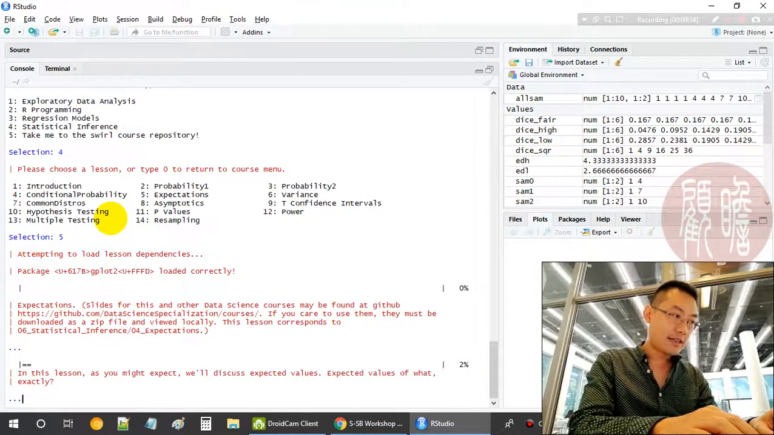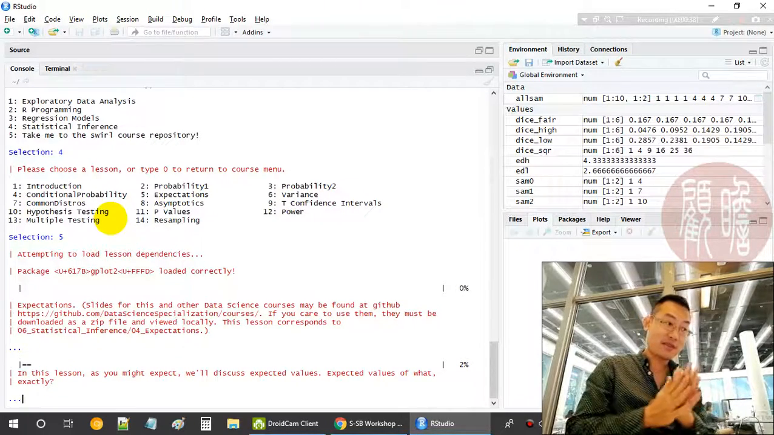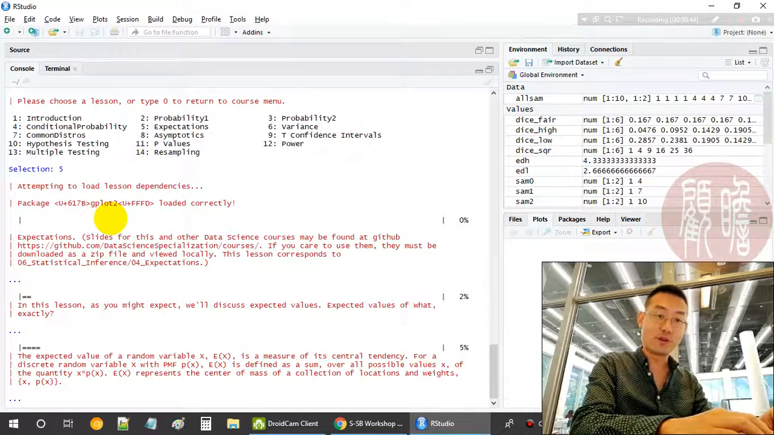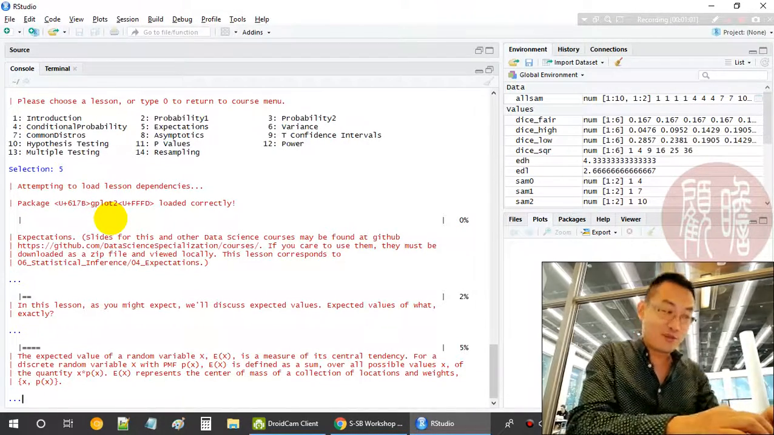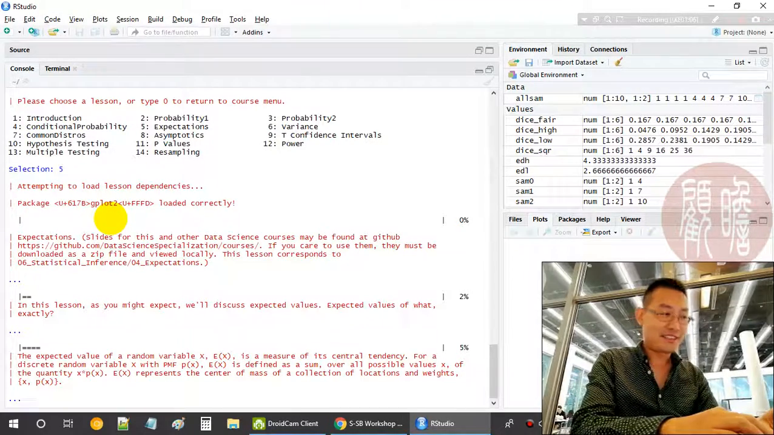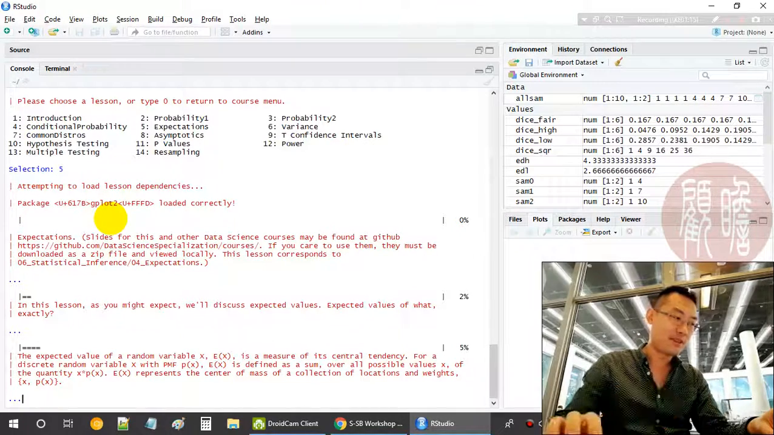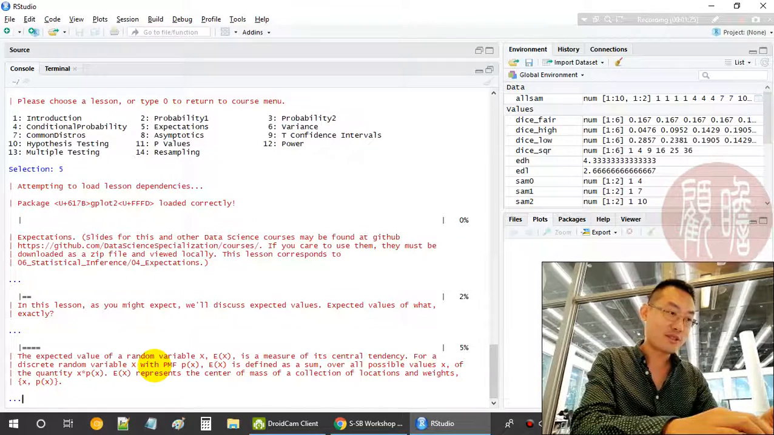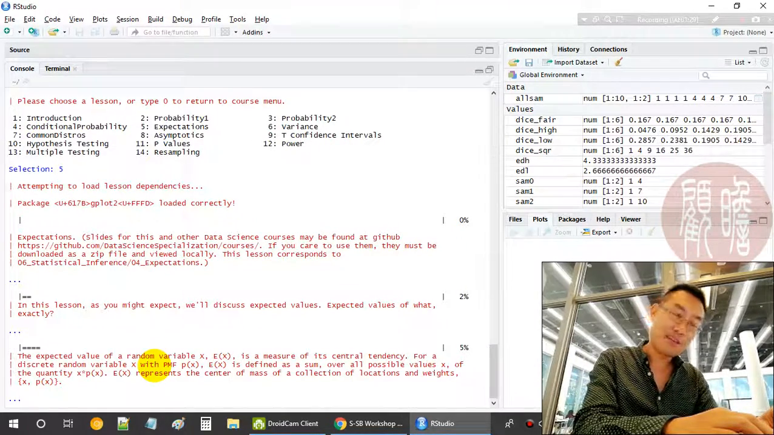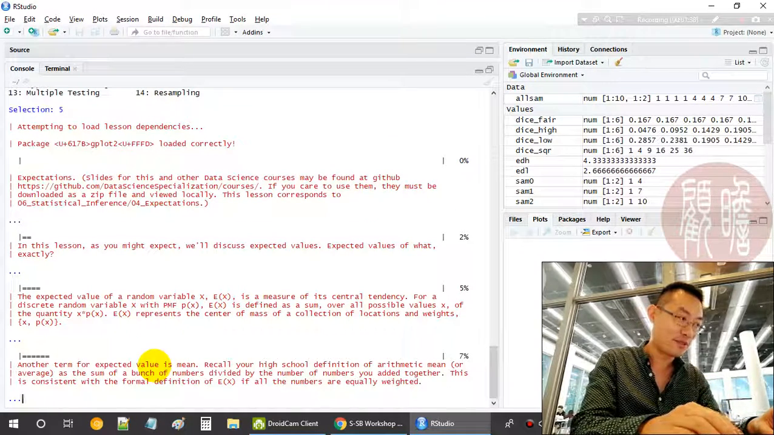As you may expect, we'll be discussing expected values. Expected value of what exactly? The expected value of the people who vote for me next year, the expected bonus for me next year, the expected salary increment for me, the expected passing rate of a student, the expected number of people to fail in this course. Hopefully none. The expected value of a random variable is basically a measure of its central tendency. For a discrete random variable X with PMF, the probability mass function, it is defined as the sum over all possible values of x of x times p(x). The expected value represents the center of mass of a collection of locations and weights. So these are the formal definitions.